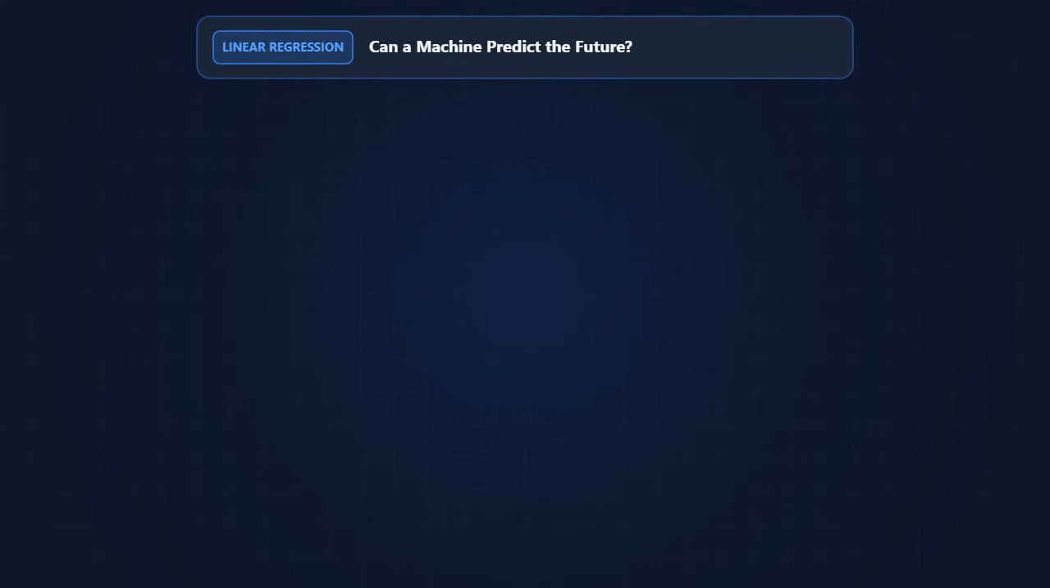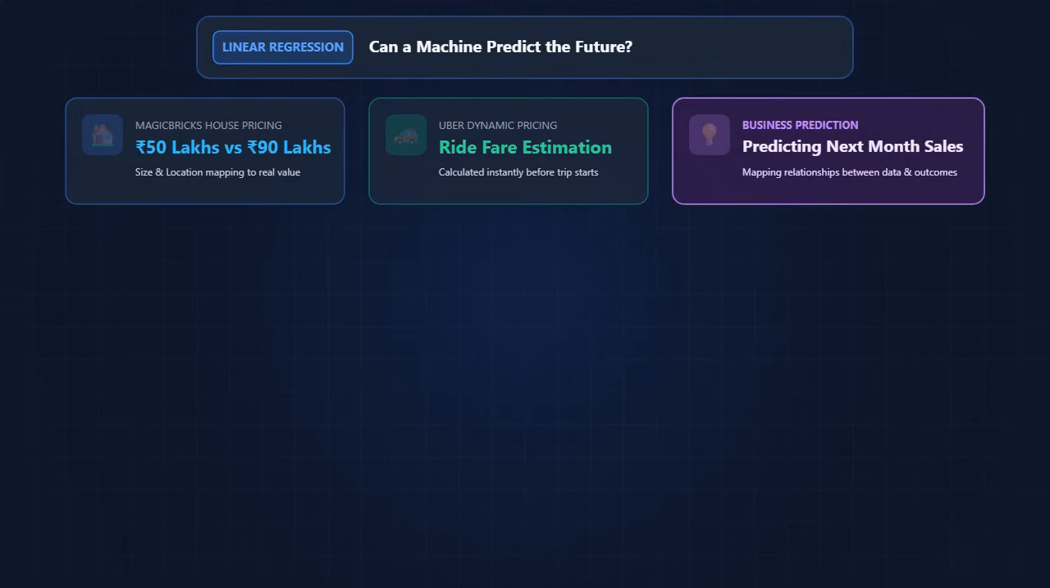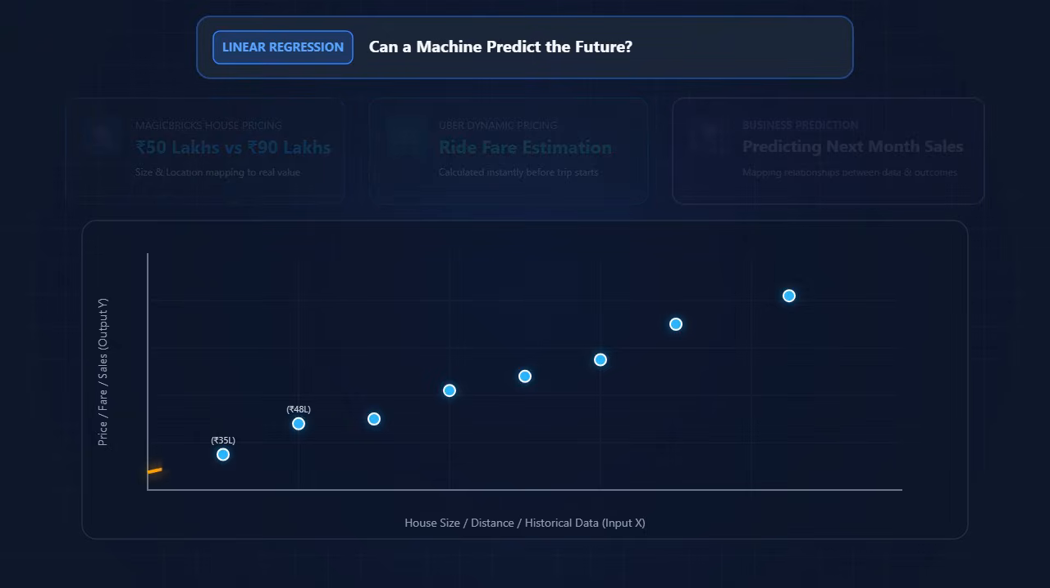Imagine you're buying a house. Two houses look almost identical, but one costs ₹50 lakhs while the other costs ₹90 lakhs. How does a company like Magic Bricks estimate the correct price? How does Uber estimate your ride fare before the trip even starts? How does a business predict next month's sales?